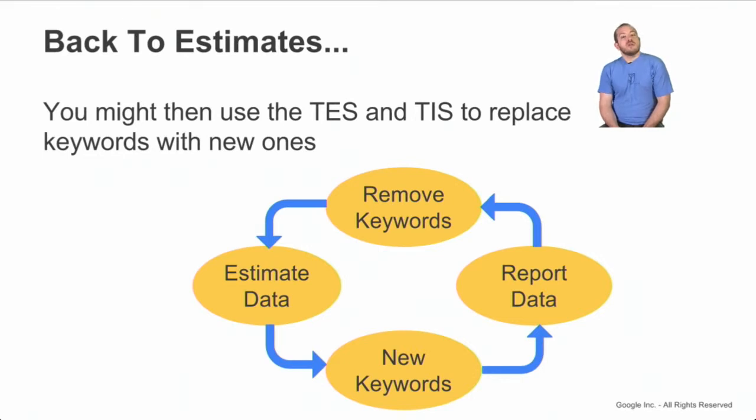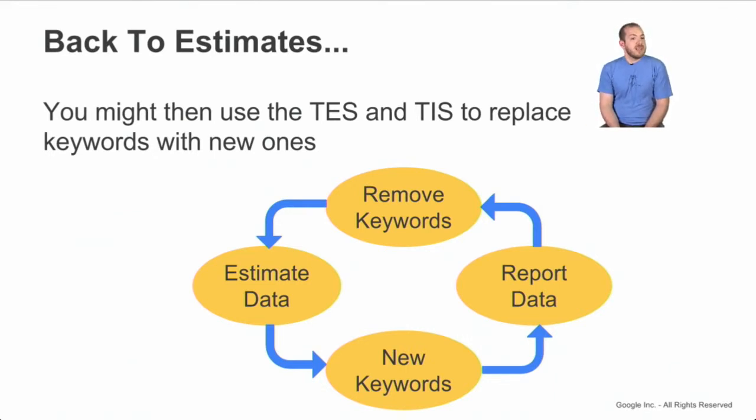So you can not only do that, but you can also iterate on a regular basis using the estimates as well. So not just looking at the reporting data to throw out what you know isn't doing well, you can also add new estimates based on the TargetingIdeaService and the TrafficEstimator Service to replace those keywords that you've dropped in the previous step. So a very simple optimization cycle may look like this.